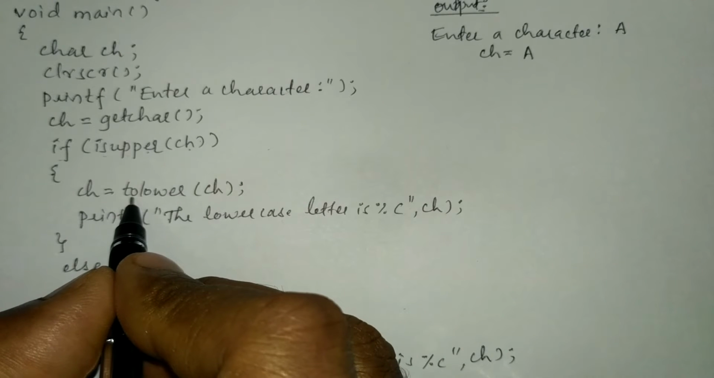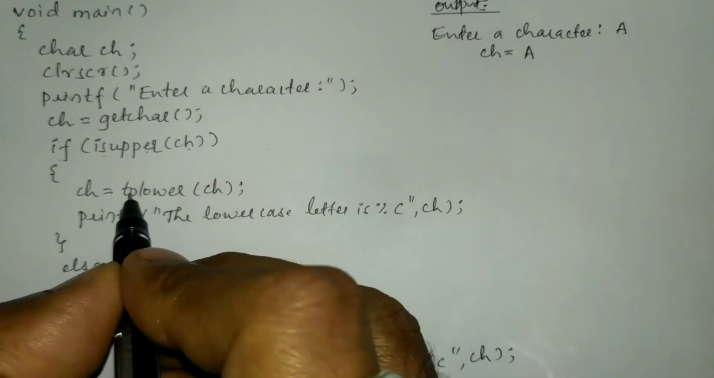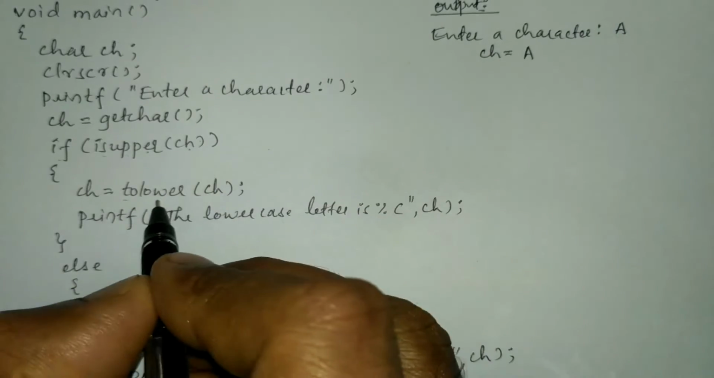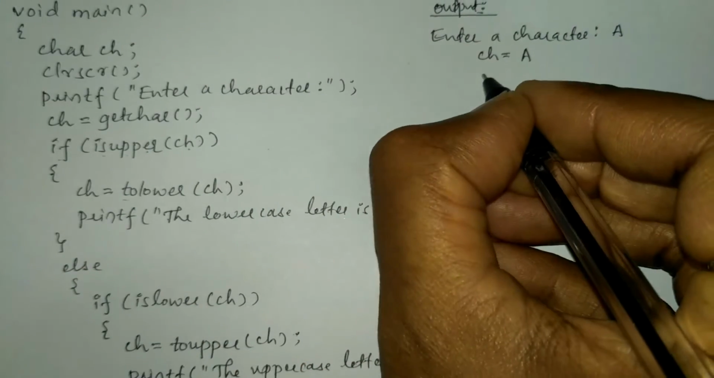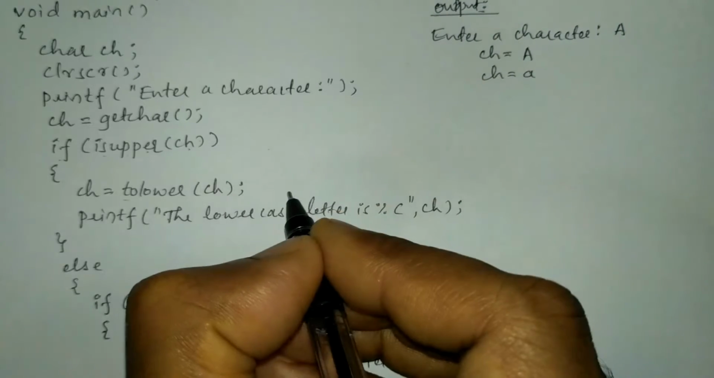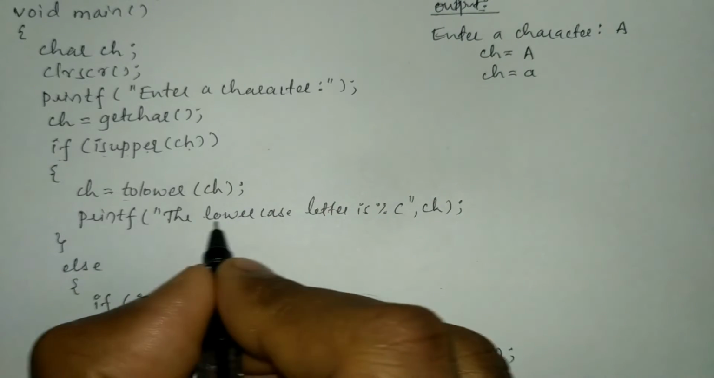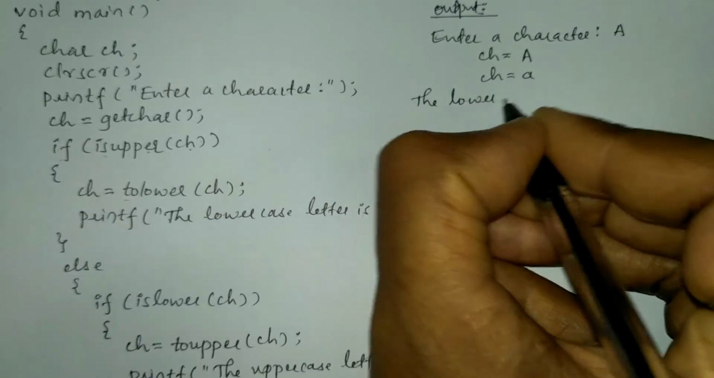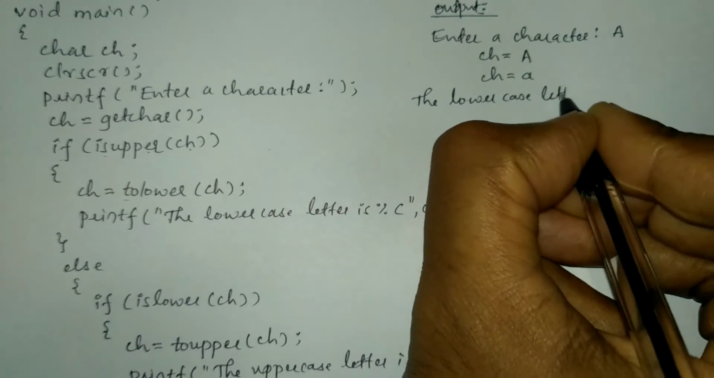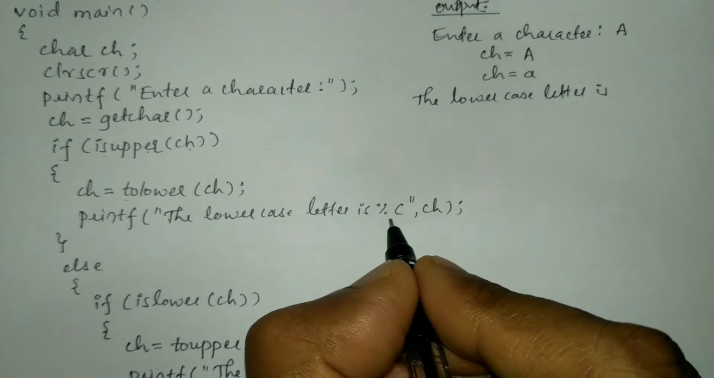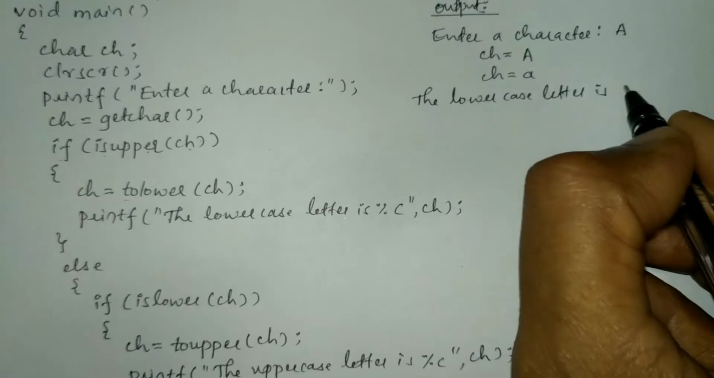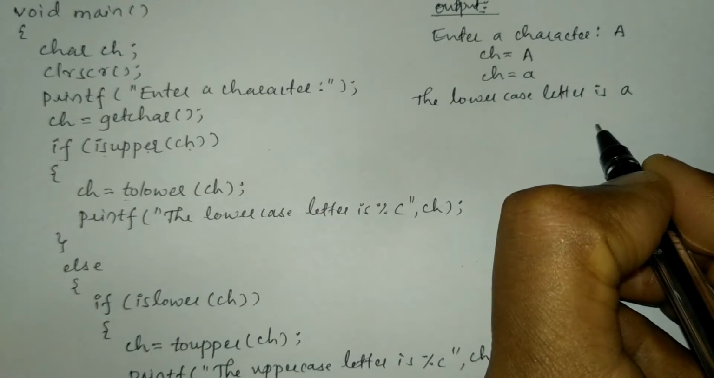What will happen? It is going to convert this uppercase letter to a lowercase letter using tolower(ch). Ch is capital A, so it is going to convert to lowercase a, and ch is equated with lowercase a. Now it is going to print "The lowercase letter is", and the %c is associated with ch. So this latest value of ch is a, and it is going to print a.